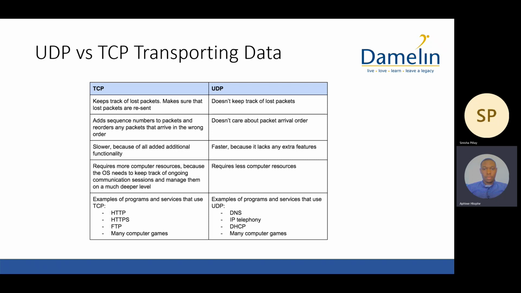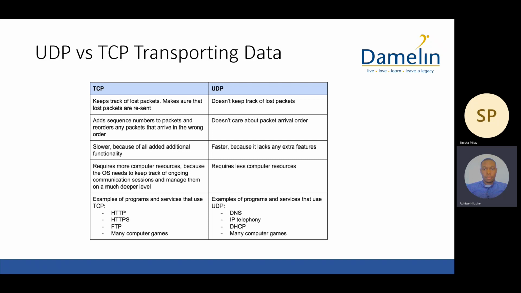Okay, if we're looking at TCP, TCP is not used alone. It is a protocol suite. Okay, it's used along with IP, which is Internet Protocol. So it keeps track of lost packets, makes sure that the packets are resent, while UDP doesn't keep track of lost packets.